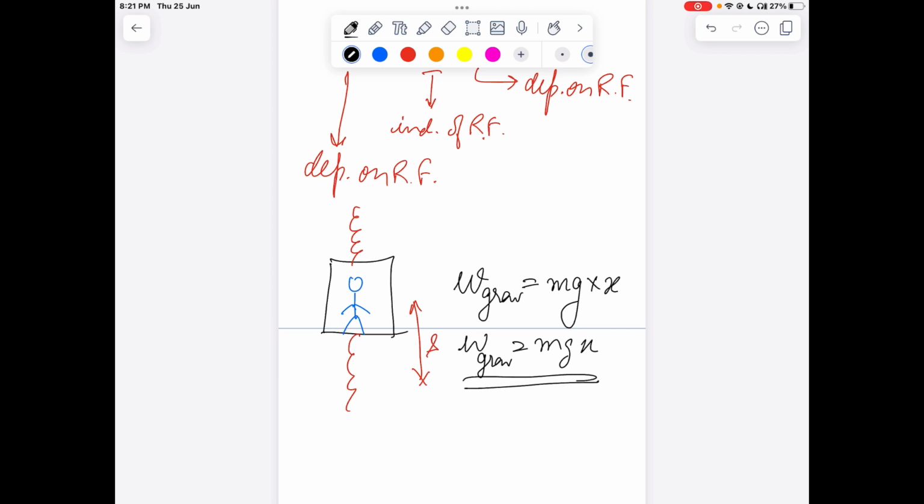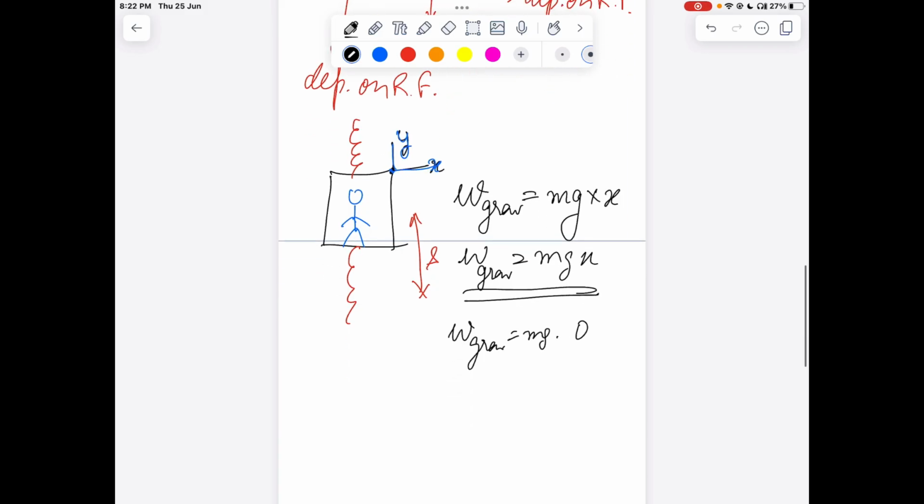But if we consider another reference frame, that of the lift itself, so a reference frame attached to the lift, in this reference frame the work done by the force of gravity would be mg times 0, because with respect to the lift itself, the person is stationary, right? So the displacement is 0, and therefore the work done by the force of gravity on the person is 0. So it's important to note that work is dependent on the reference frame.